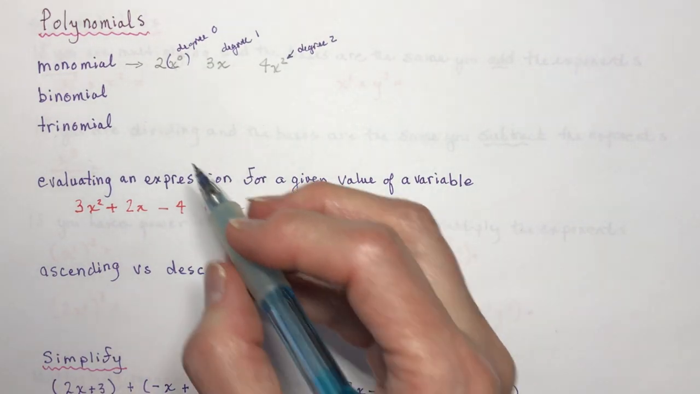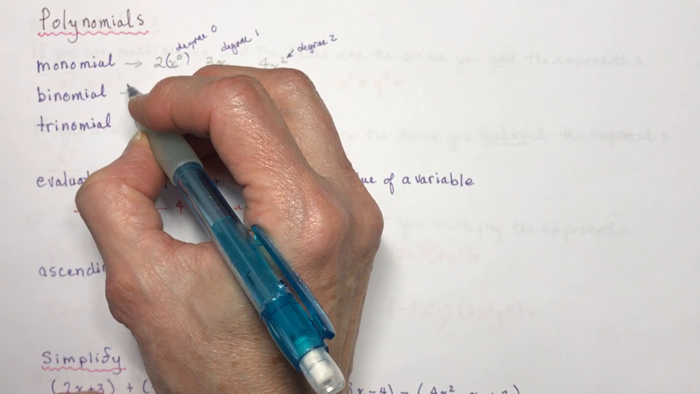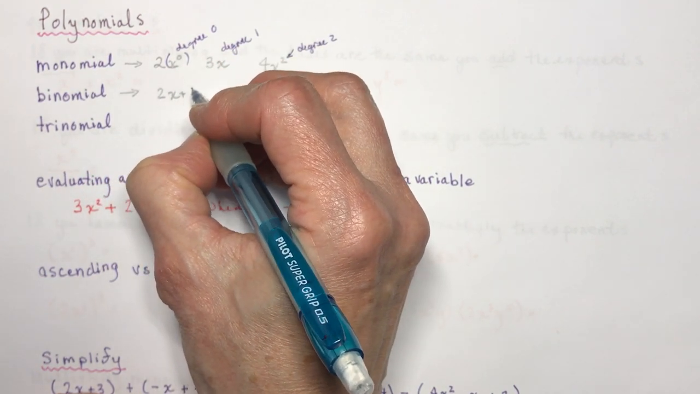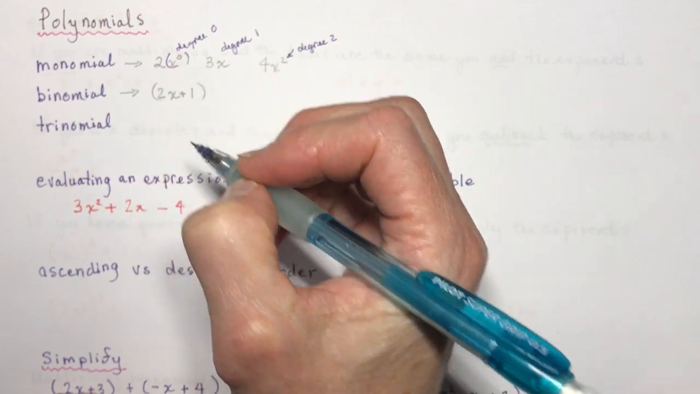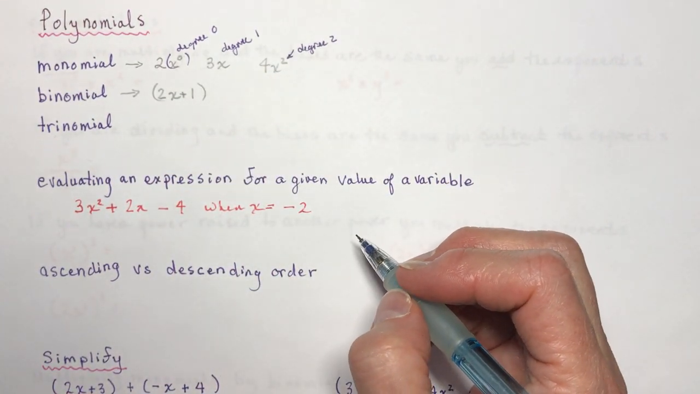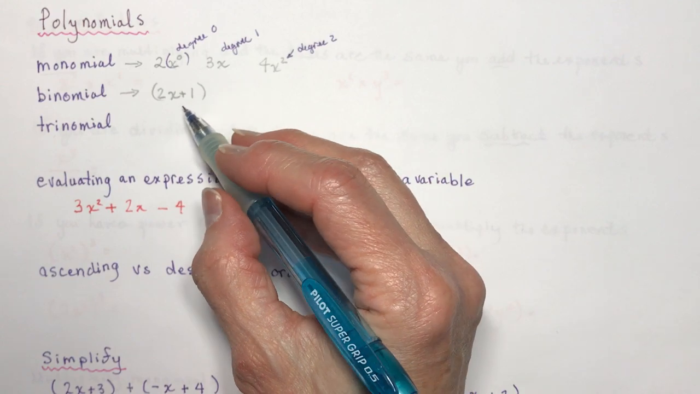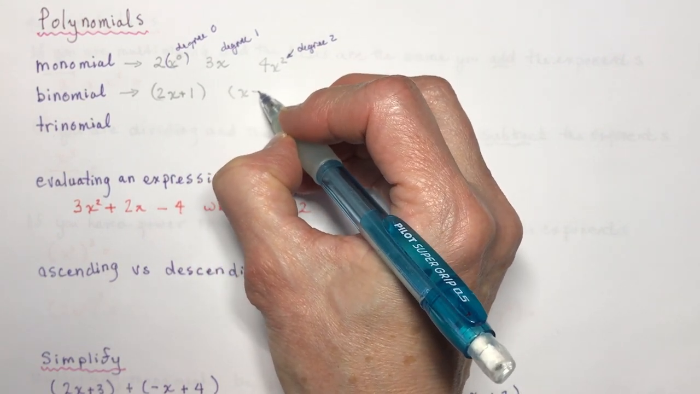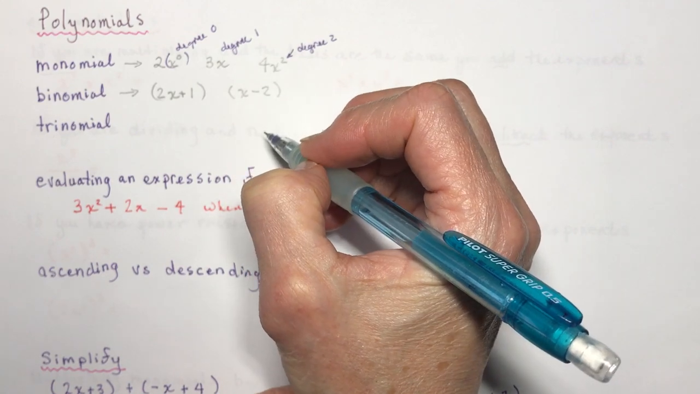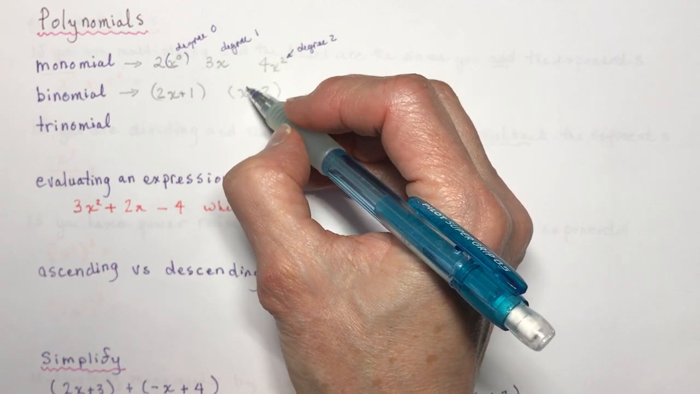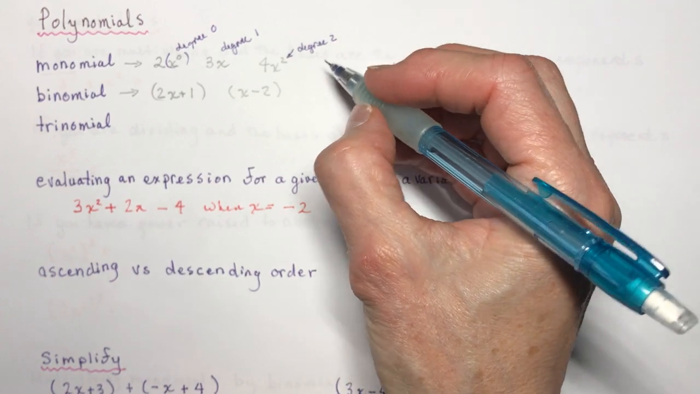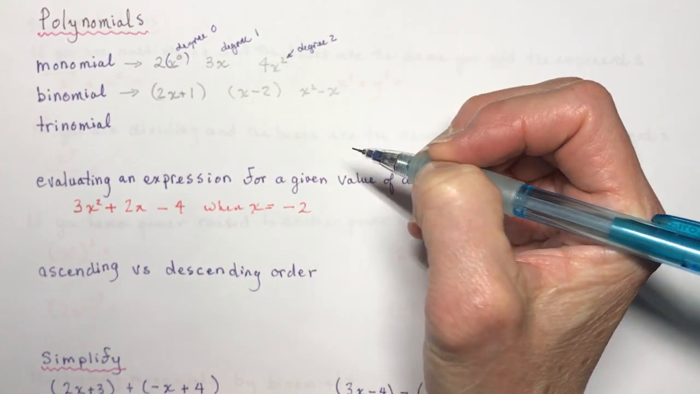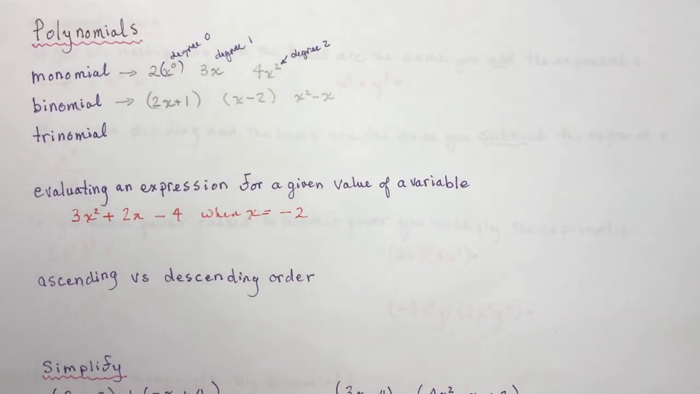Now when we get into binomials, we're talking about two terms. And so I could have something like 2x plus 1. I'll put it in brackets just so you know that it's all together. So 2x plus 1, this would be a binomial. If I wrote x minus 2, that would also be a binomial. It has a degree of 1, this has a degree of 1, or I could have a binomial like x squared minus x, that's also a binomial with a degree of 2.